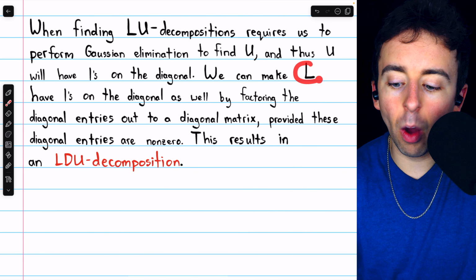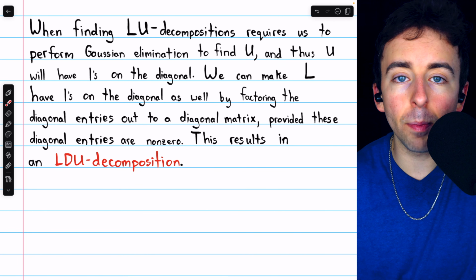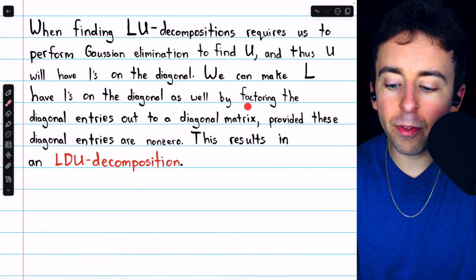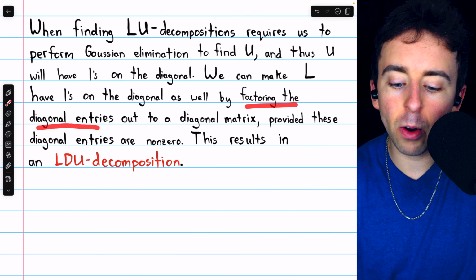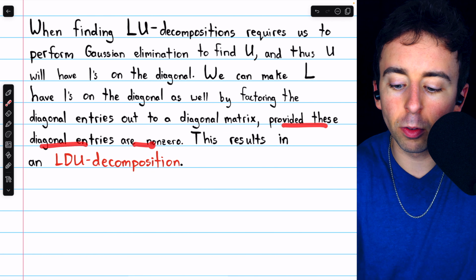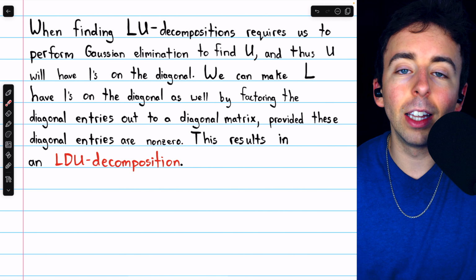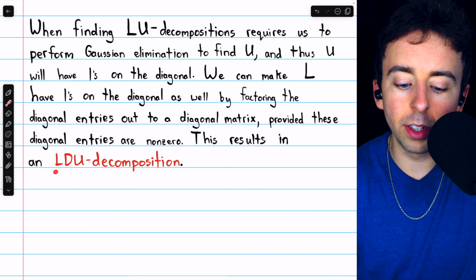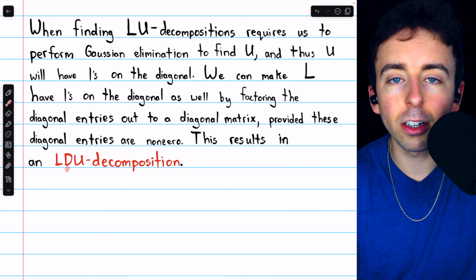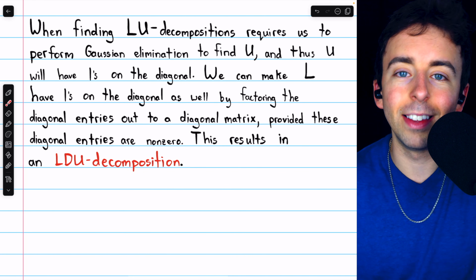We can make the lower triangular matrix L have 1s in the diagonal, as well as the upper triangular matrix U, by factoring the diagonal entries out of L to a diagonal matrix, provided those diagonal entries are non-zero. And that gives us an LDU decomposition, a lower triangular matrix L with 1s in the diagonal, multiplied by diagonal matrix D, multiplied by U, an upper triangular matrix with 1s on the diagonal.